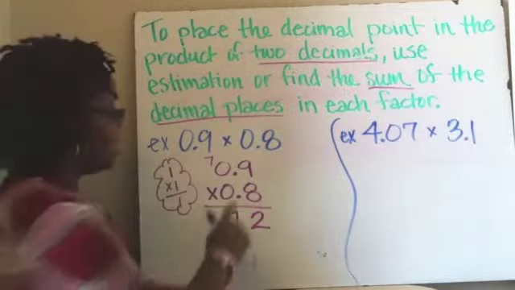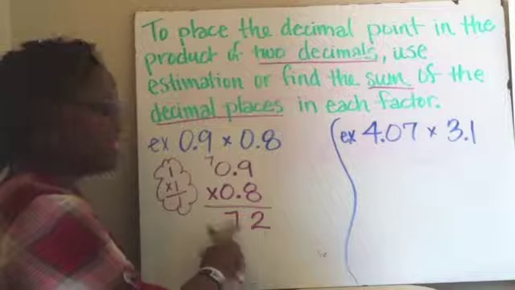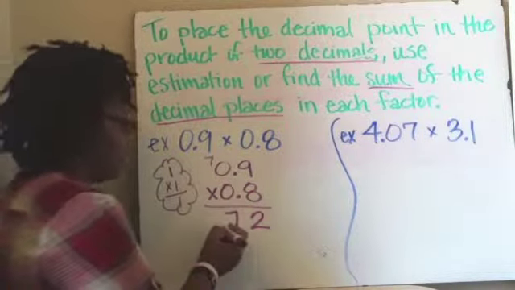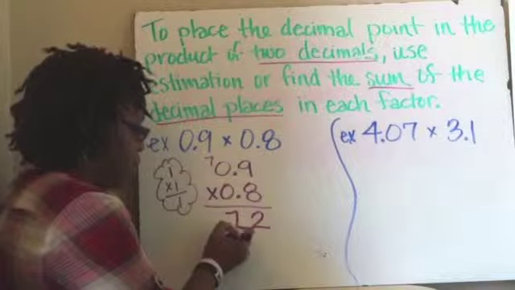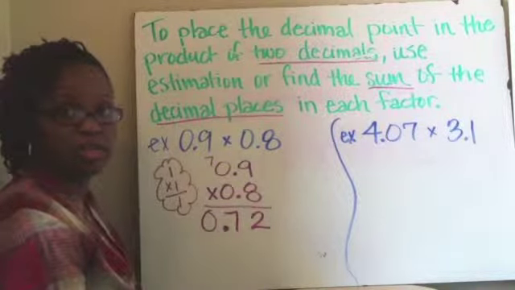Now, a common mistake is somebody might bring this decimal straight down and you have 7 2/10. Well, that's not close to 1 if you look at your estimation. To get close to 1, this decimal would have to be out here, and we have 0 72/100, we would round up to 1. Okay?